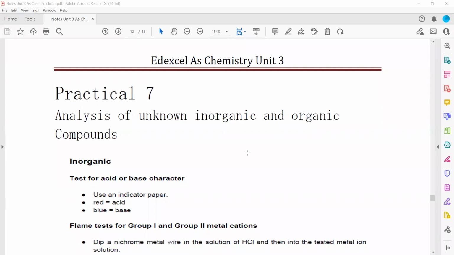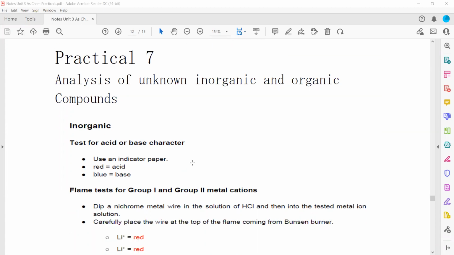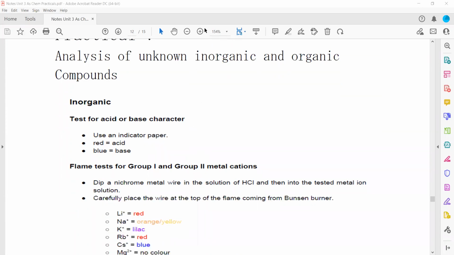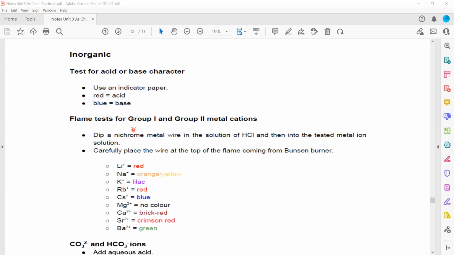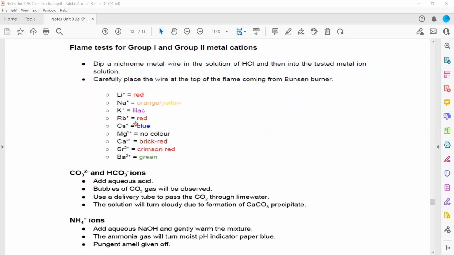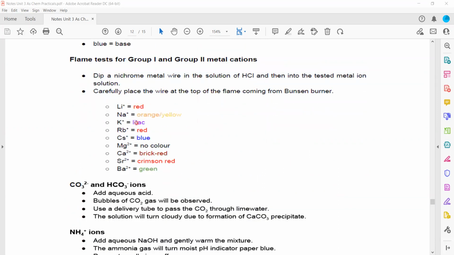So, analysis of unknown inorganic and organic compounds: how can we analyze them? If we want to test acid or base character, we can use an indicator, depending on which indicator we are using. For example, with a universal indicator, in acid it will be red and in alkaline it will be blue. Or for group 1 and 2 metals, to test them we can use a flame test.